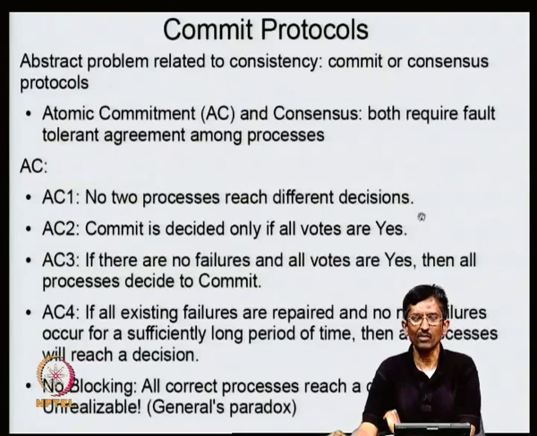So, the only thing that we are talking about at the best are what are called stop failures. That means that if they fail, they have accumulated some state which can be looked at when they come up again. Okay. That is what we are talking about. There is no Byzantine failures here, or what I call benign failures. Now, ideally I want this no blocking property, all correct processes reach a decision.